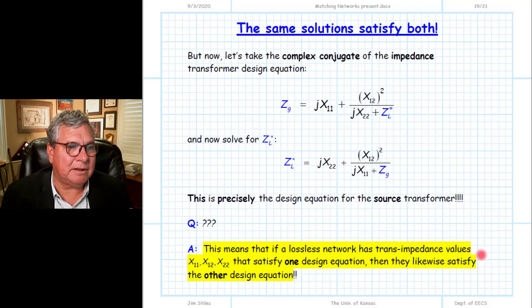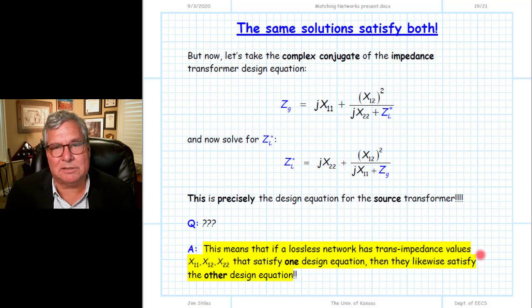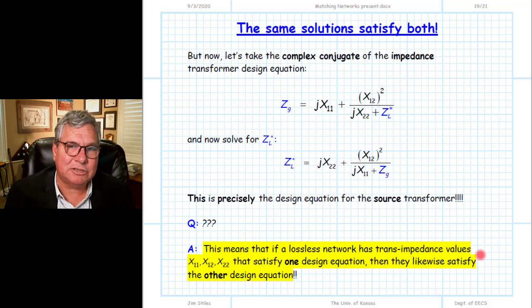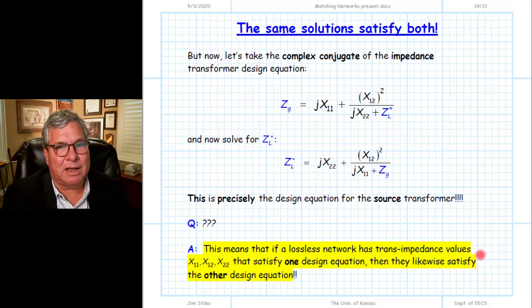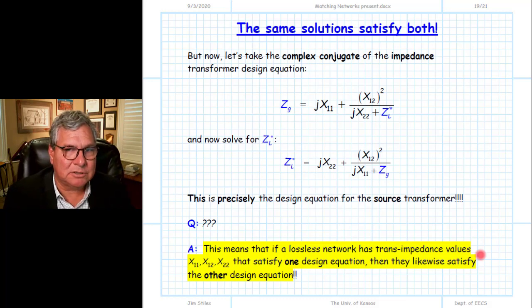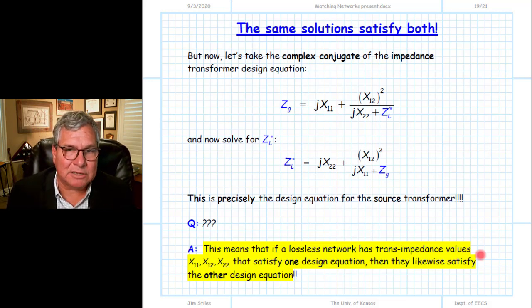What this means is that if we design a lossless matching network which transforms our load impedance into a new input impedance, which is the complex conjugate of the source, in other words, we establish a conjugate match at the input to the matching network, a conjugate match at the output of the source, it is likewise a matching network that will transform the source now to a new source impedance that applies a conjugate match at the output of the matching network at the input to our load. That two-port matching network, the lossless two-port matching network that results, will create a conjugate match at both ports.